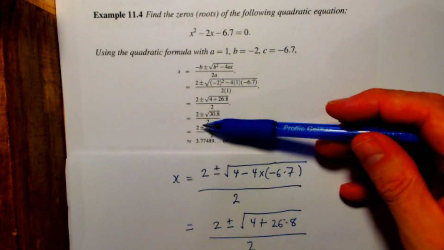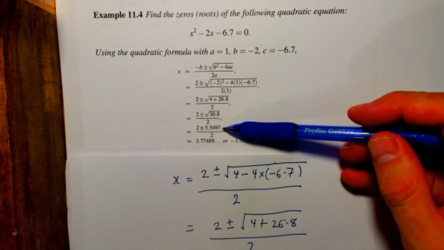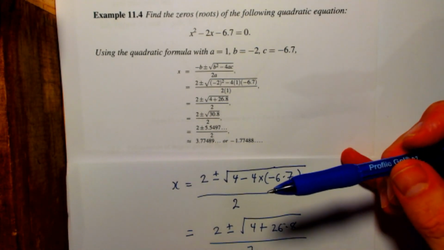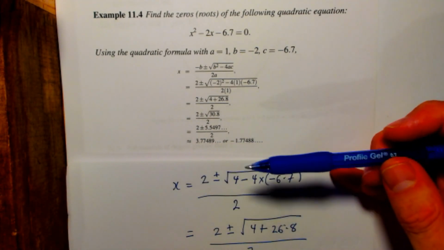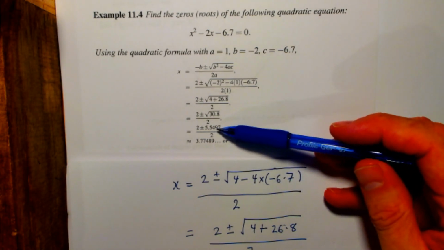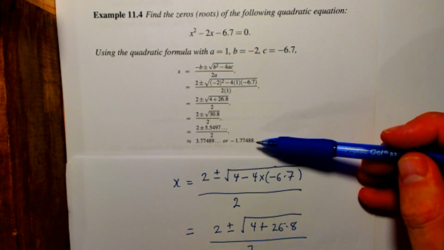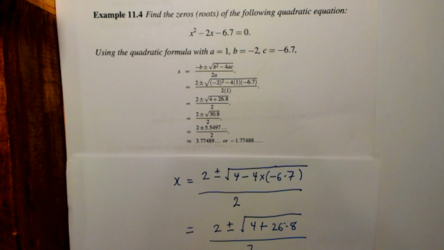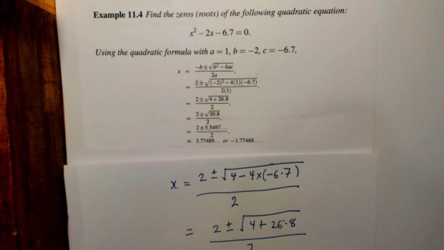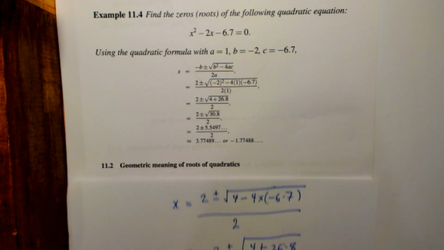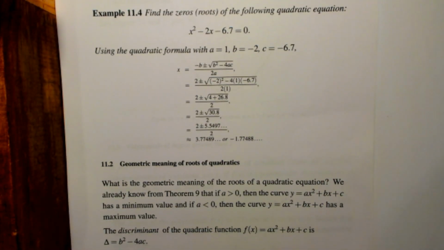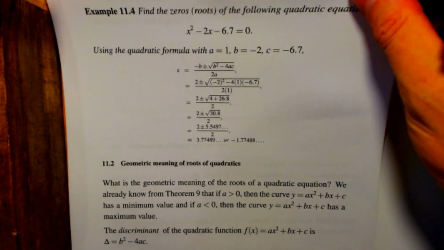Or in the minus case, 2 minus 5.5497 is, I don't know, let's see, minus 3.5497, and if you divide that by 2, you've got minus 1.7748, and so on. Okay, great. So we have solved it. Now let's go and have a look at the geometric meaning of the roots of quadratics.